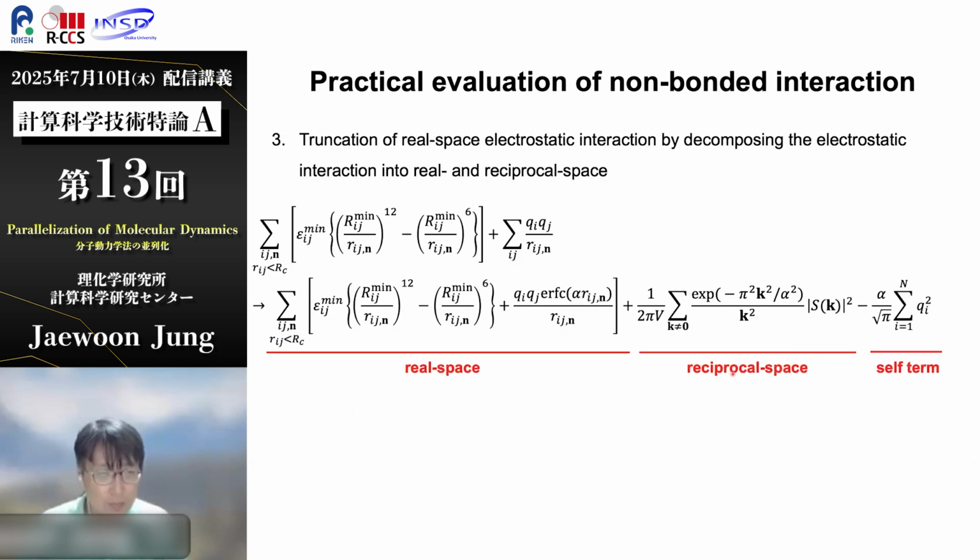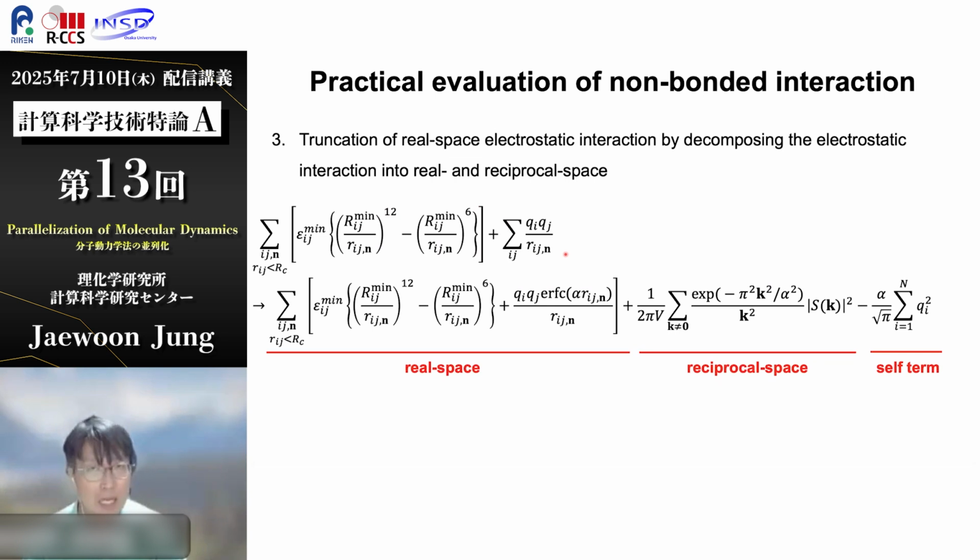Van der Waals interaction can be described in that way, but electrostatic interaction is much more difficult. In the case of van der Waals interaction, if you see this one, the energy is just the 12th power and 6th power of 1 over r. So it decays very rapidly. But if you see electrostatic, it's just 1 over r. So we need to consider very long range interaction. So we cannot consider such a threshold value easily.